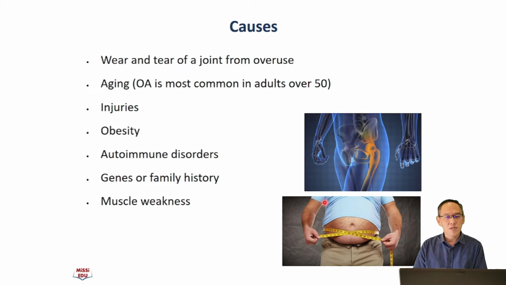Certain autoimmune disorders mean that the immune system attacks our own cells, and they tend to attack the cells around the joint and cause arthritis. Family history and genes make certain people more susceptible to arthritis. Muscle weakness, as I mentioned earlier, from certain diseases affecting the muscles, or for example stroke, will cause weakness of the joint so it can't hold together in terms of structure and function, and it will end up as arthritis as well.